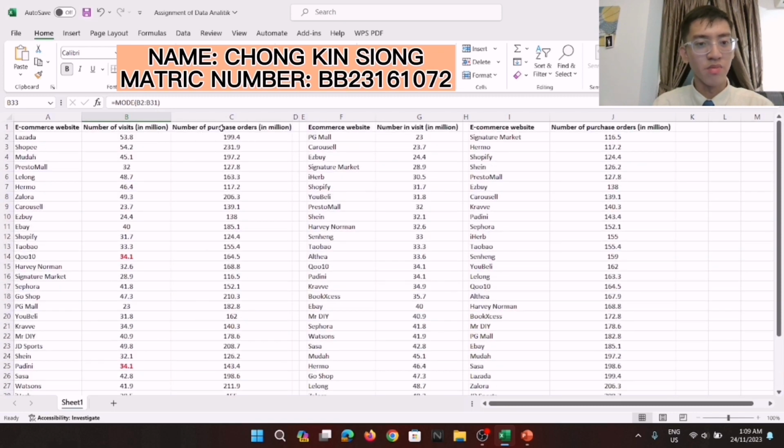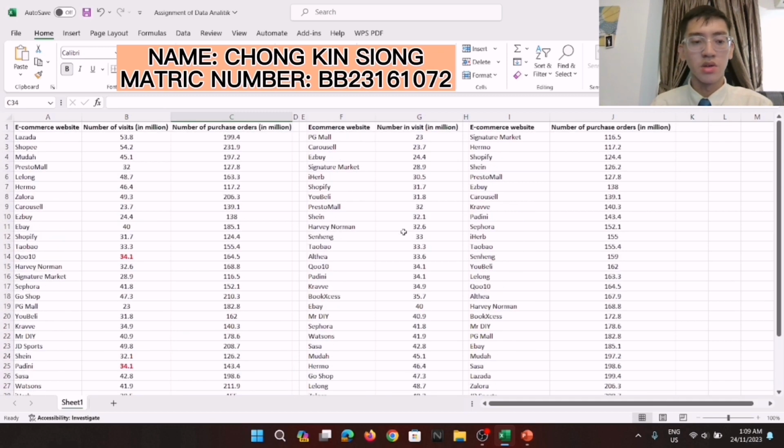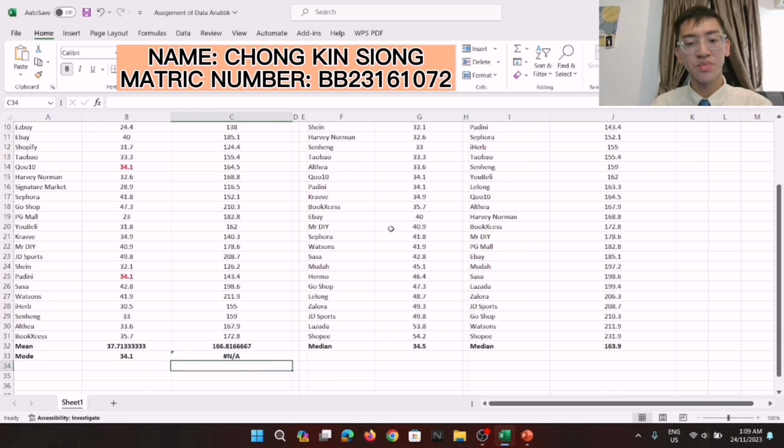So how about the number of purchase orders in million? It doesn't have two of the same value occurring at the same time. So the mode is NA, which is nothing. So how about the median? The median is found when the data are arranged in ascending order. The median is the middle value if the number of observations is odd, or the average of the two middle values if the number of observations is even.